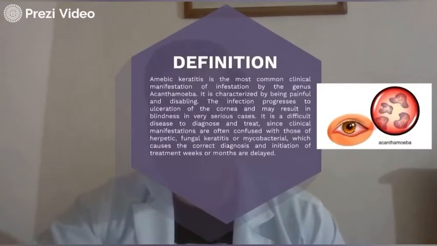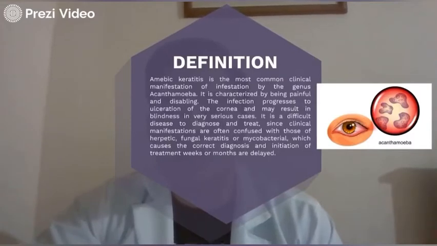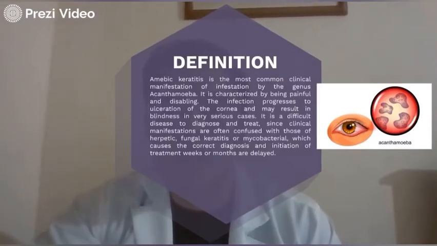Definition. Amoebic keratitis is the most common clinical manifestation of infestation by the genus Acanthamoeba. It is characterized by being painful and dissembling. The infection progresses to ulcerations of the cornea and may result in blindness in very serious cases.